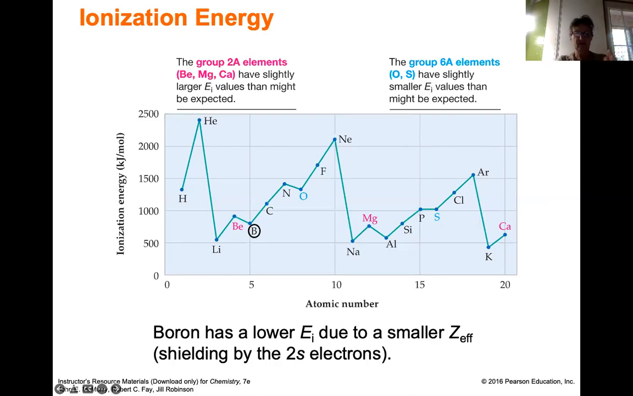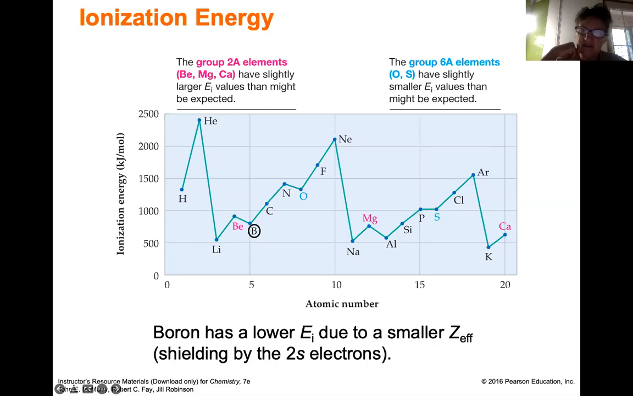Think about beryllium. Beryllium has 2 electrons in the s orbital, and then the electron for boron goes into a p orbital. And s electrons are closer to the nucleus on average. That means that boron's 3rd electron is shielded more from the nucleus, and so there's a smaller effective nuclear charge. So it's going to be easier to pull off the electron on boron than beryllium. So the trend is generally that from left to right, the ionization energy goes up, but you have little glitches like that where it goes down.